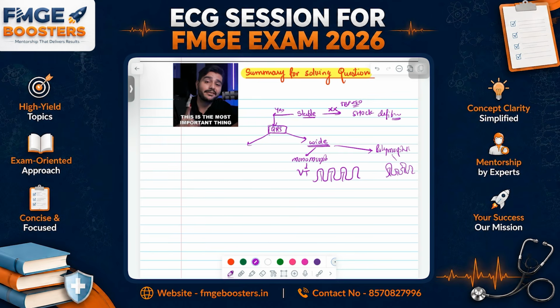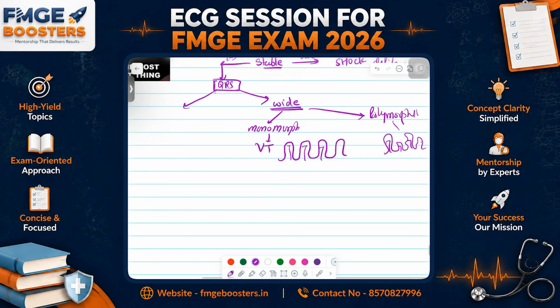Polymorphic ventricular tachycardia. What was the treatment of choice for polymorphic ventricular tachycardia? I told you. What did we give? We give magnesium sulfate, right, guys? Whereas for monomorphic ventricular tachycardia, we can just use antiarrhythmics like amiodarone. Is it clear up to here, guys?